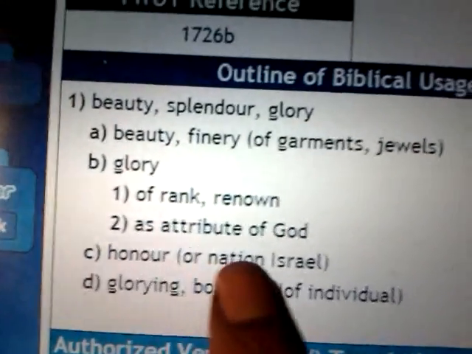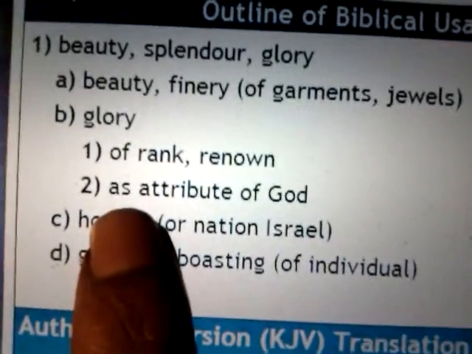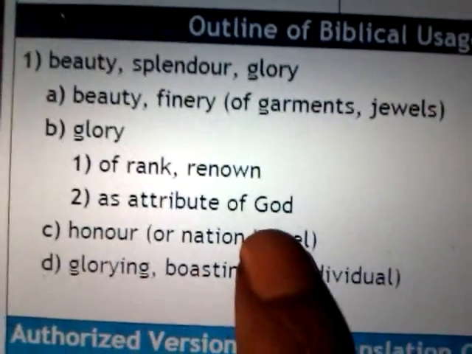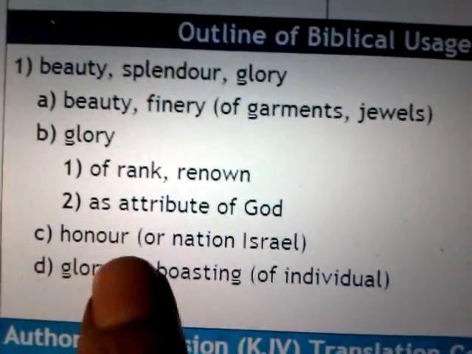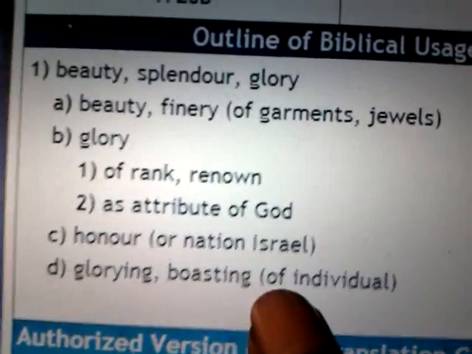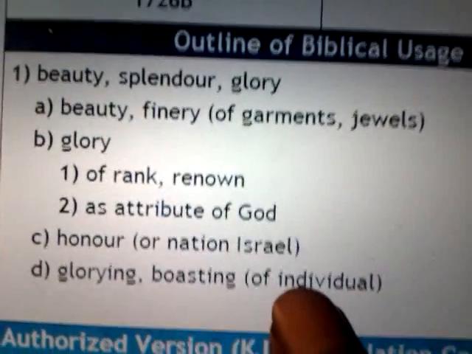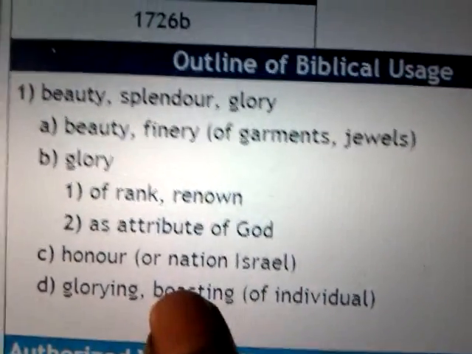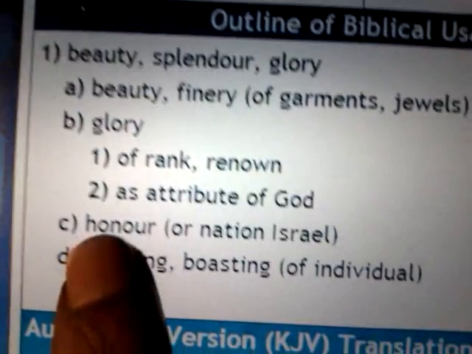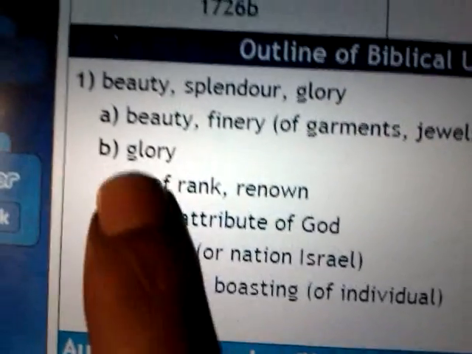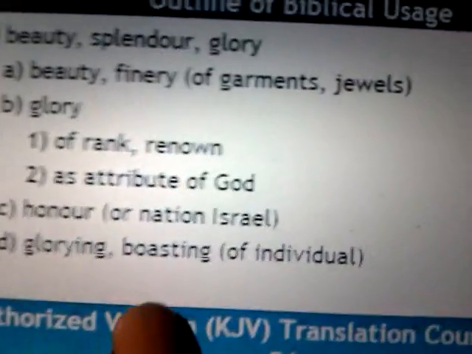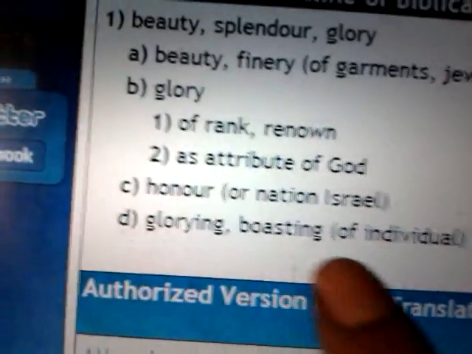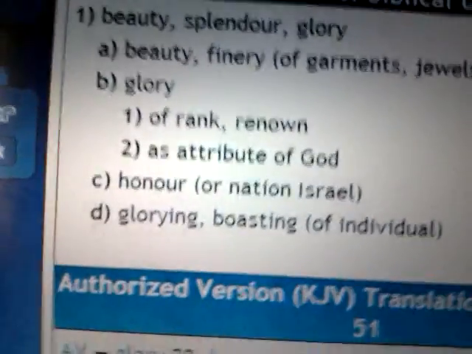Secondly, according to the Hebrew, it is as an attribute of God. Now, C is honor or the nation of Israel. We, as the once lost but now found black Israel, this is our honor or our glory in that sense as a nation. Then the D reference is in the sense of glorying or boasting of an individual.